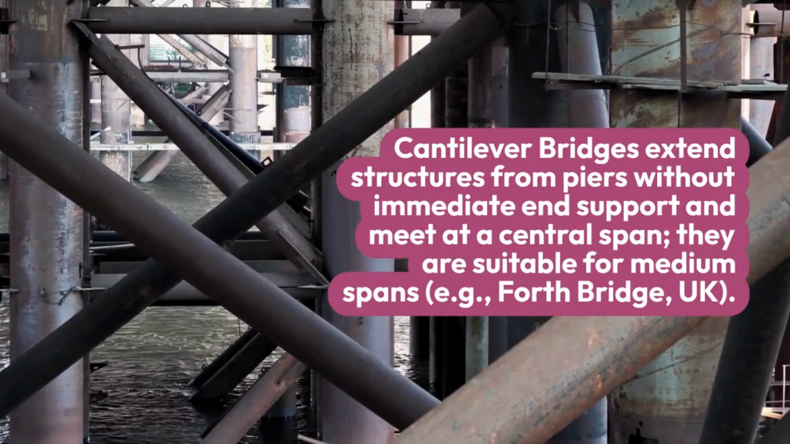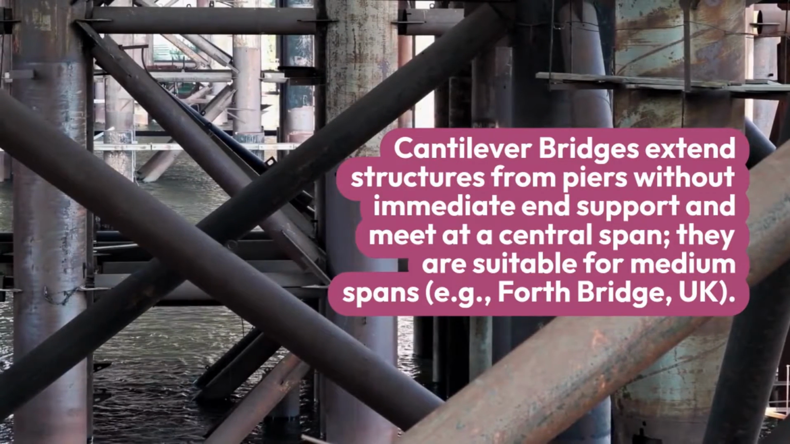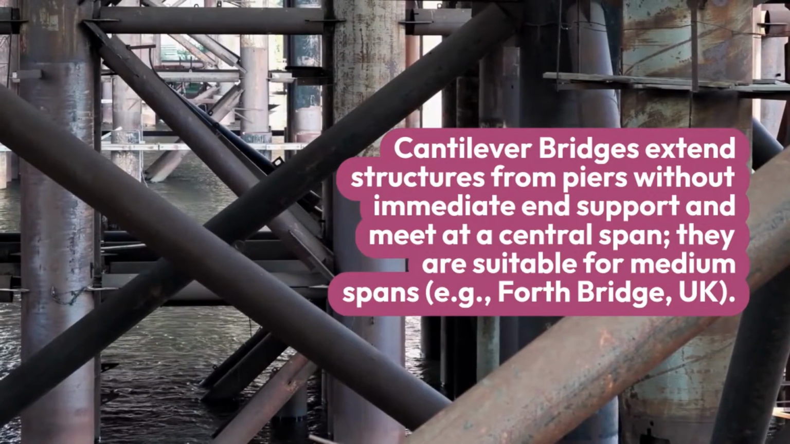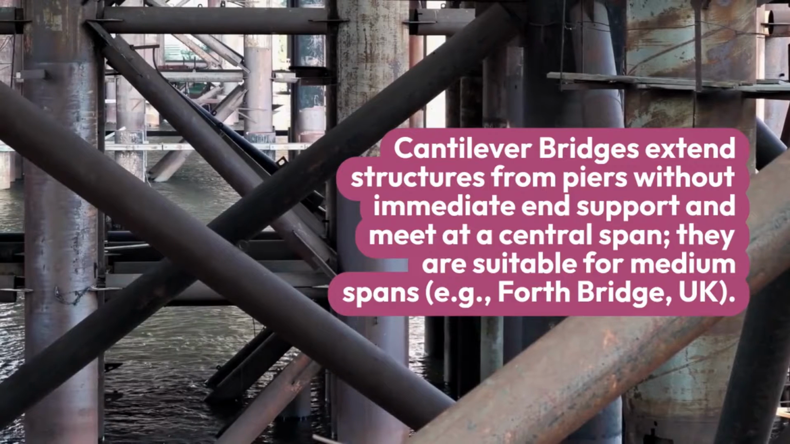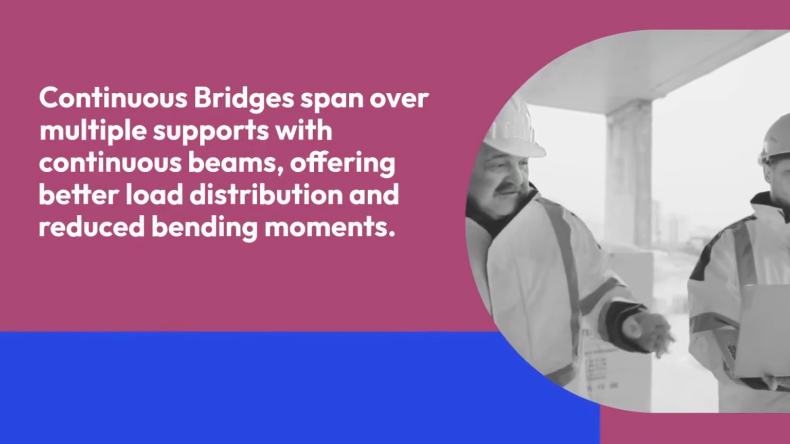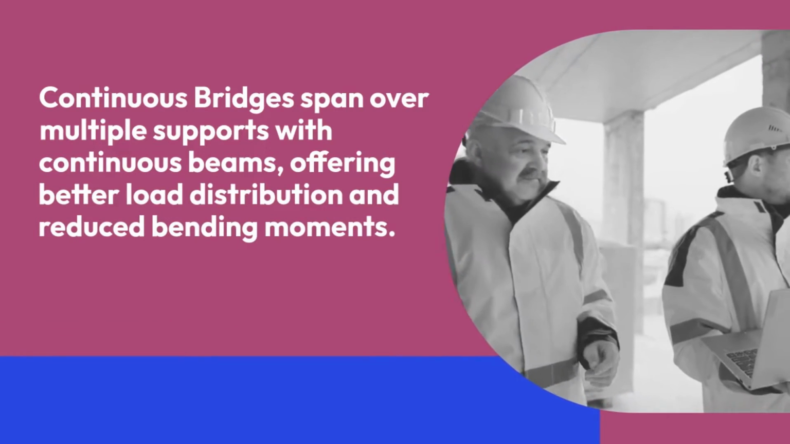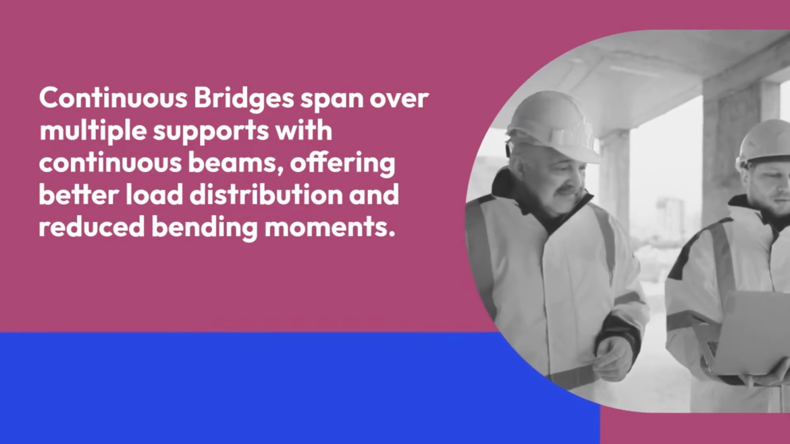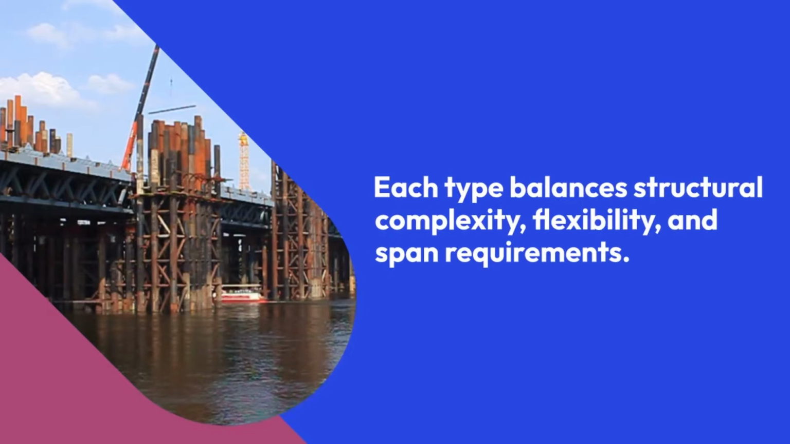Cantilever bridges extend structures from piers without immediate end support and meet at a central span. They are suitable for medium spans, e.g., Forth Bridge, UK. Continuous bridges span over multiple supports with continuous beams, offering better load distribution and reduced bending moments. Each type balances structural complexity, flexibility, and span requirements.